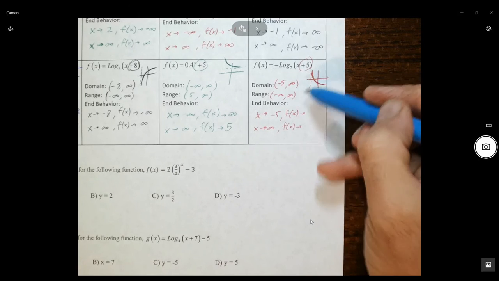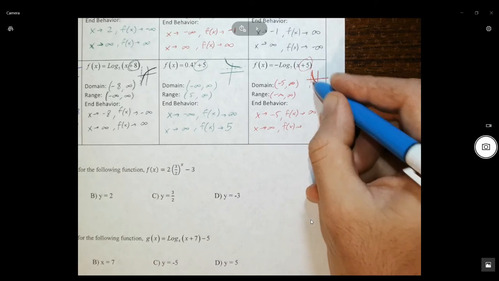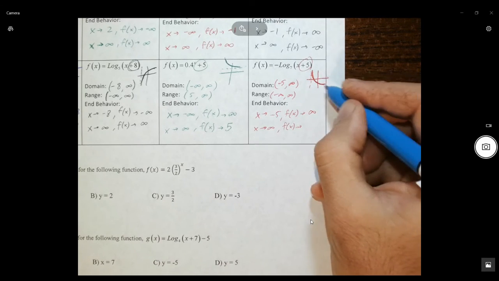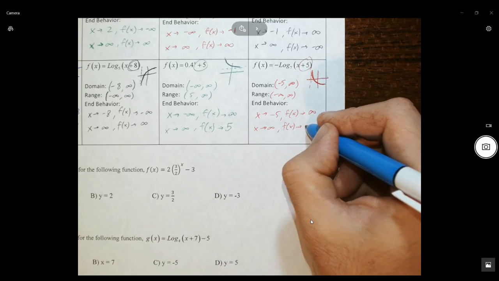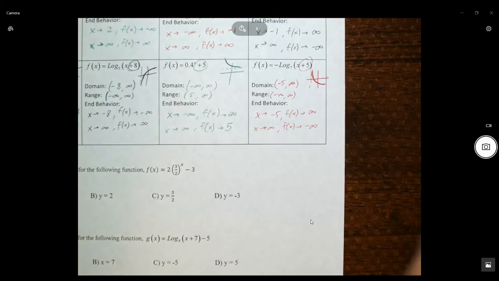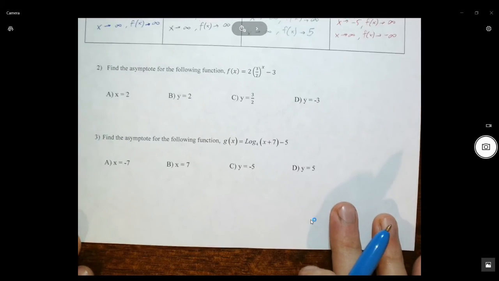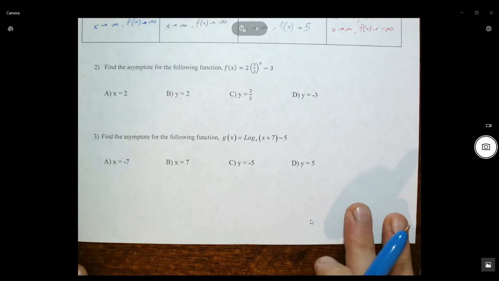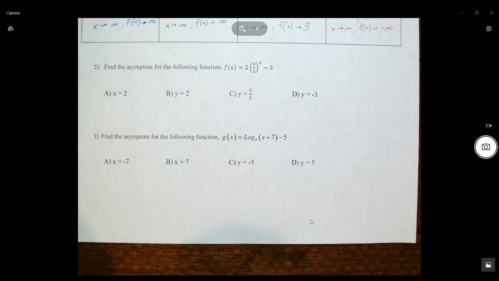All right, as you go to -5, you're going up. So as I go to this left wall, I'm going up. As I go to the right, I'm going down. There we go. All right, that's domain and range and end behavior for just getting an actual equation of a function. All right, number 2, this follows right along with the stuff we talked about at the beginning.